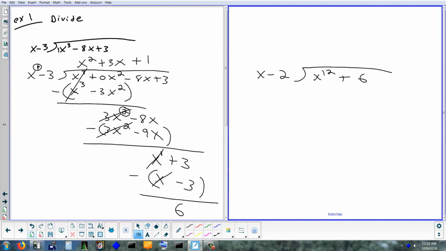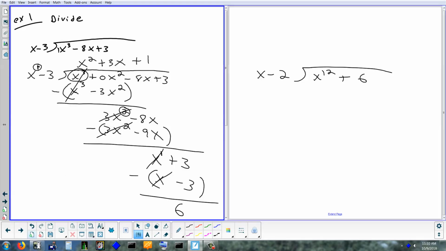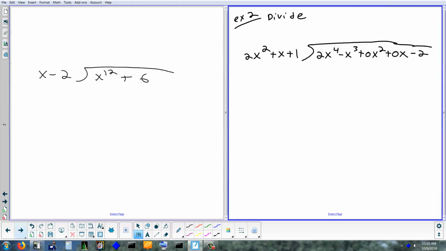Yeah. I'm confused on how you got the x squared. The x squared? Yeah. So that was when we did x cubed divided by x. That's how we got the x squared. And we're going to do another one too. So we'll look at another one. Let's look at this one.